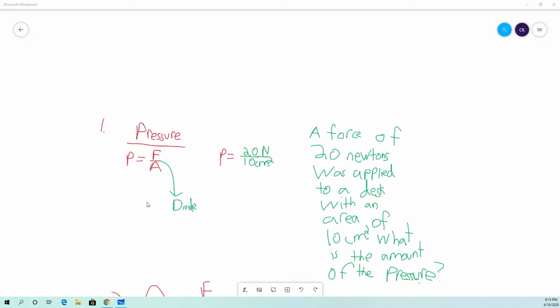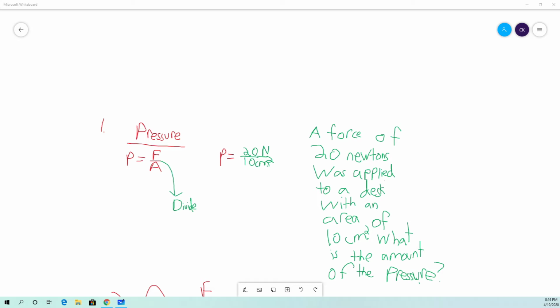Hey everyone, what we're going to do today is learn how to calculate pressure. Last week we talked about what pressure was in context and what pressure meant. We also talked about how the difference in area applies to pressure and what it does to pressure. Today we're going to actually calculate pressure. So remember, last week we were talking about the equation for pressure, which is P equals F over A, force over area.